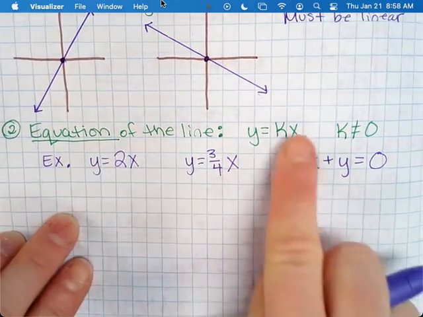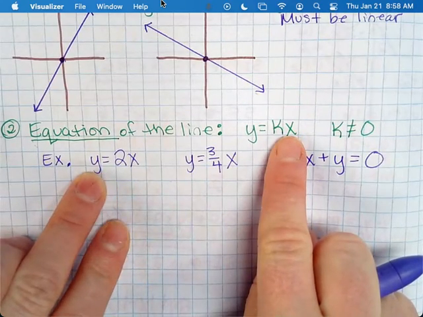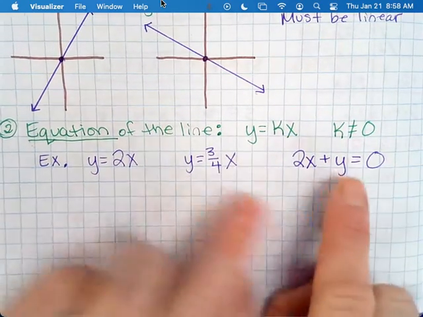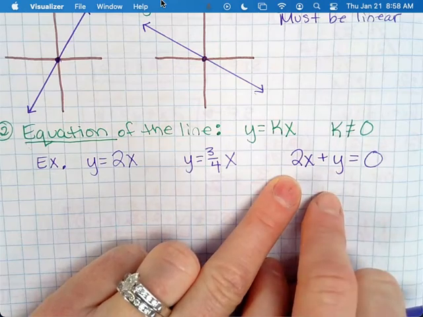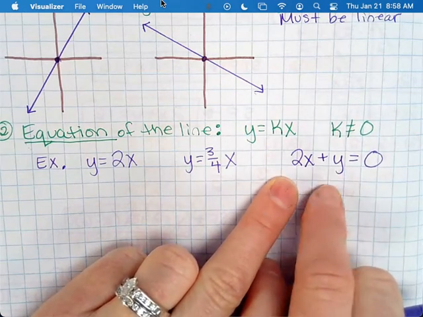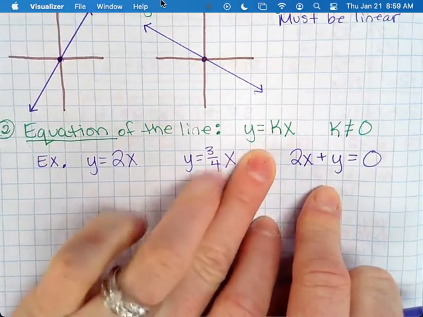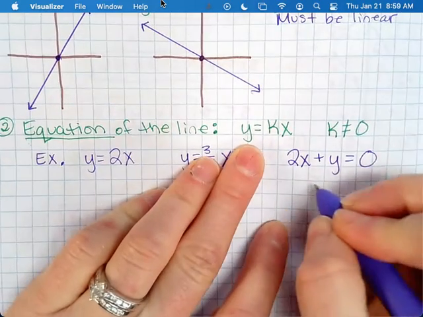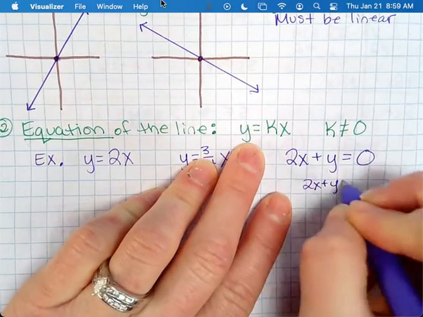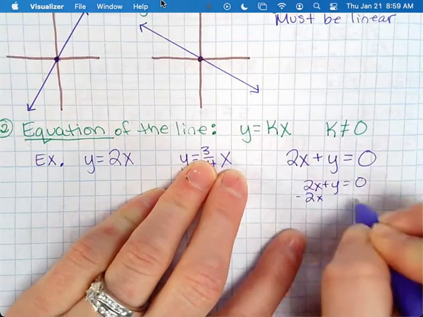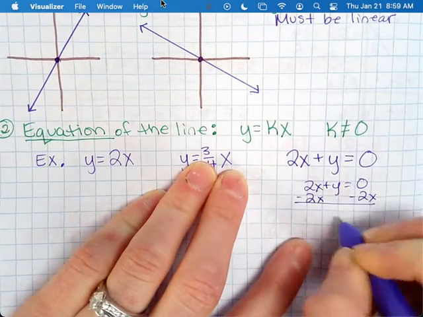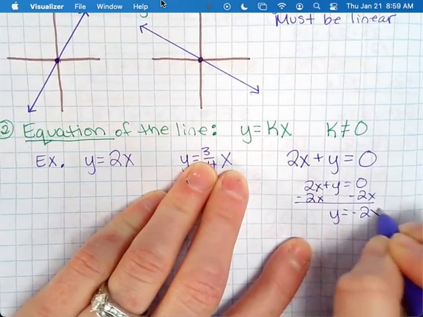So these look exactly like kx. So y equals kx, y equals 2x, y equals 3/4 x. But this one looks different. But could we change this around so it looks like y equals kx? Yeah. All we'd need to do is subtract the 2x. And we get y equals negative 2x.